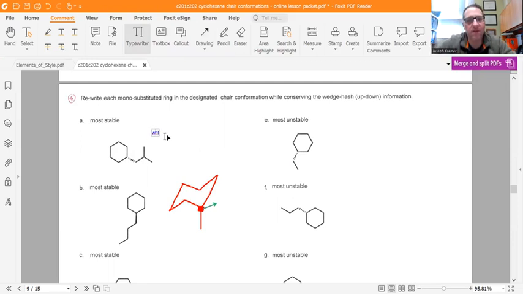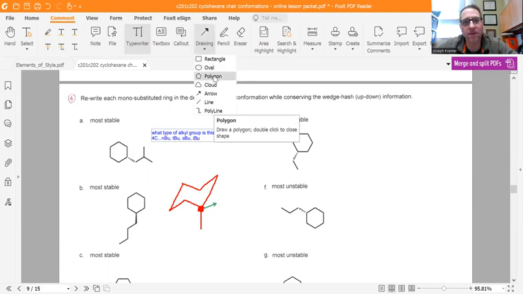What type of alkyl group is this? Well, it's a 4-carbon alkyl group, so I'm thinking N-butyl, or I don't think so. T-butyl? No, I recognize that. S-butyl? Isobutyl? That's it, because you have that little triangle end cap. Does this thing have a triangle in it? No, it doesn't. There's a polygon.